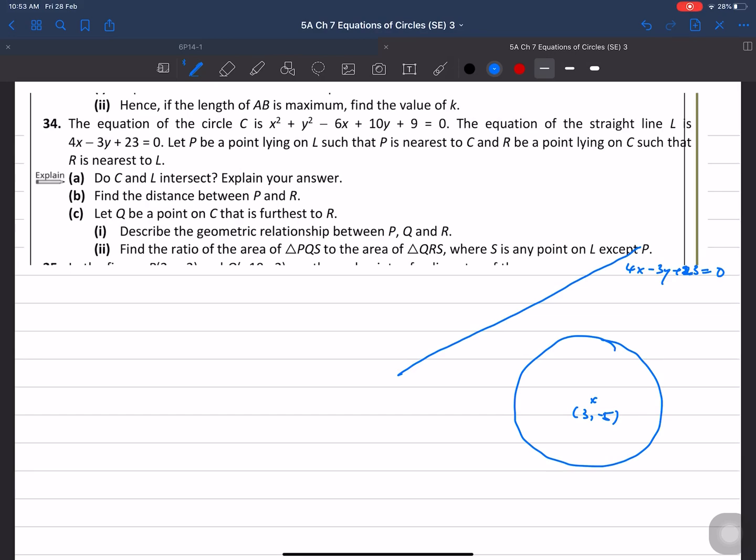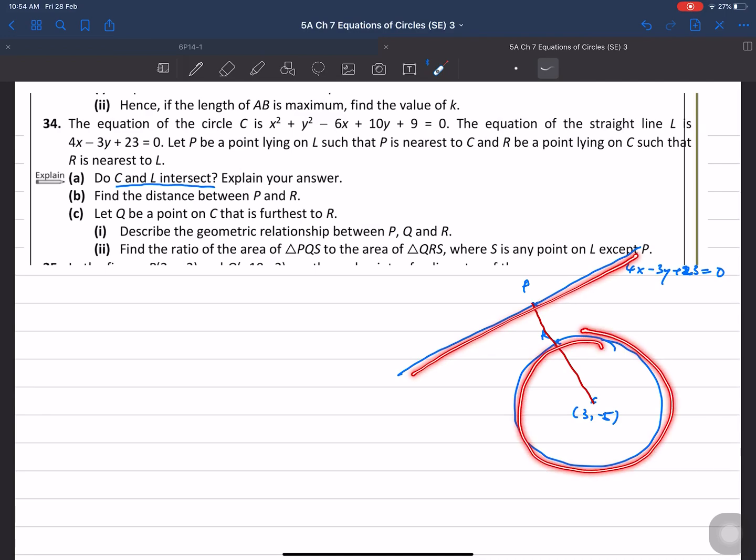I want to show C and L intersect each other. This is point P and this is point R. I know PRC is a straight line. And you can refer to the solutions on how to show this straight line does not have any intersection with the circle. You can solve it.